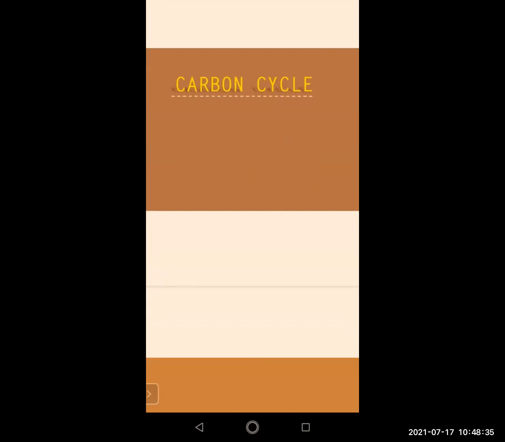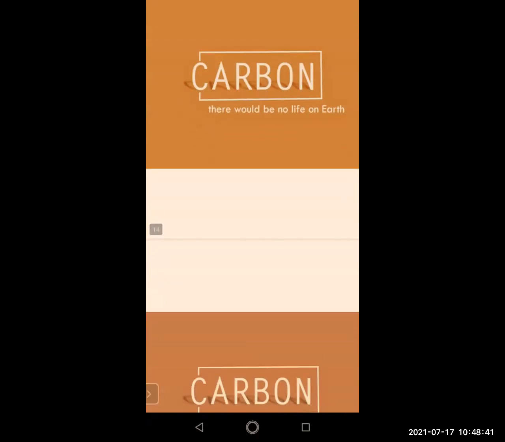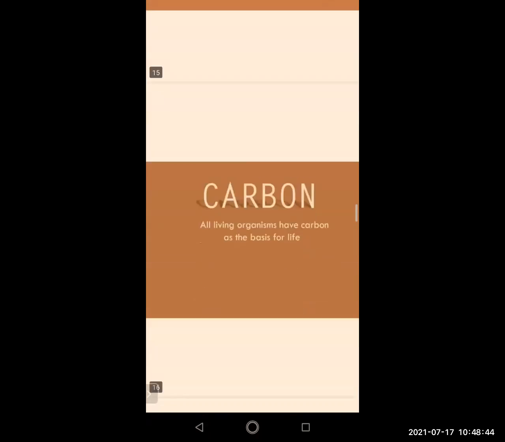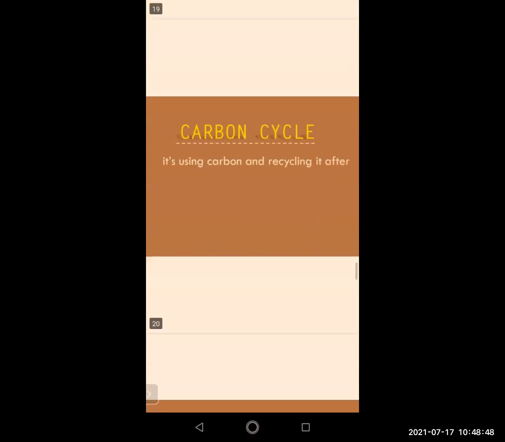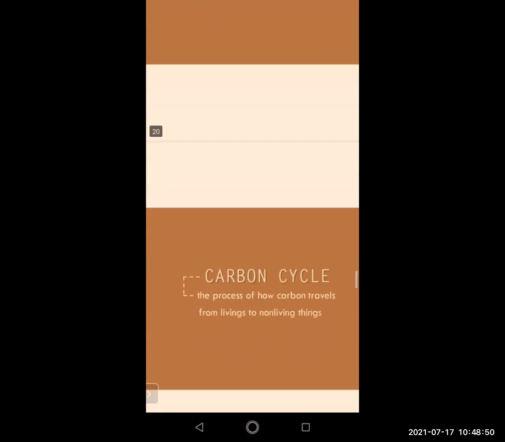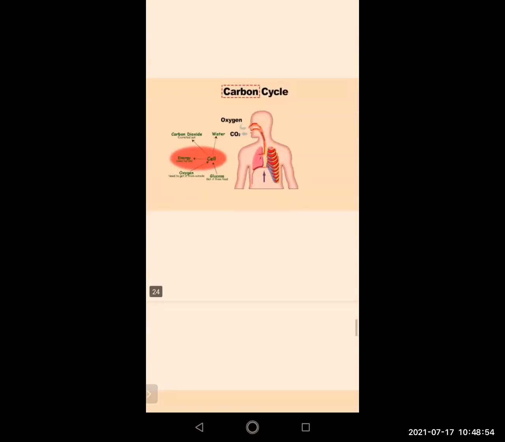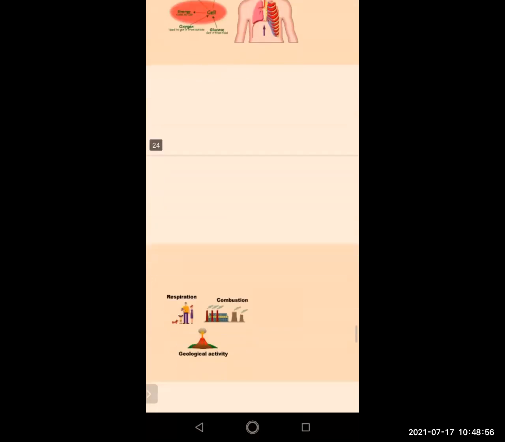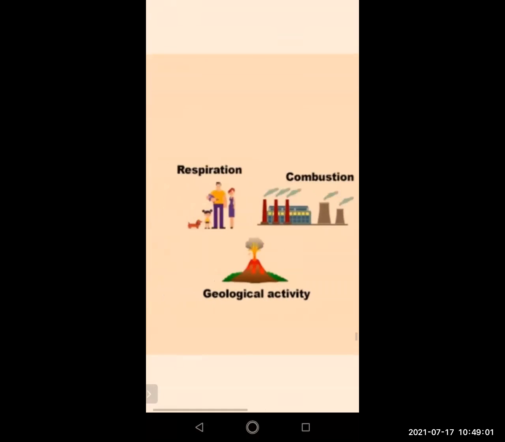Then we learn about the carbon cycle first. At the very first, we learn about how the carbon cycle works, how carbon is important, and how we find carbon everywhere in our surroundings. What are the processes of the carbon cycle and recycling it after? Carbon cycle is found in humans also through the process of respiration. 3 main things: respiration, combustion, and geological activity, which generate carbon dioxide.